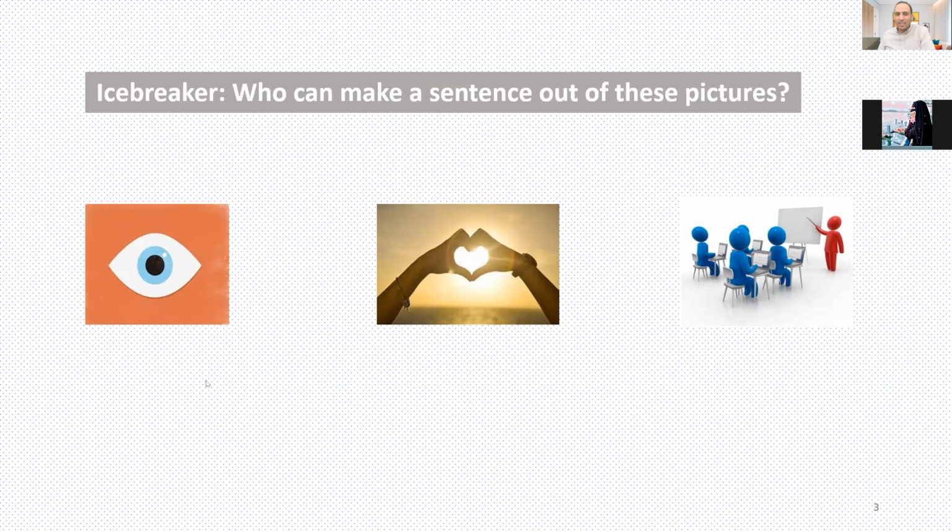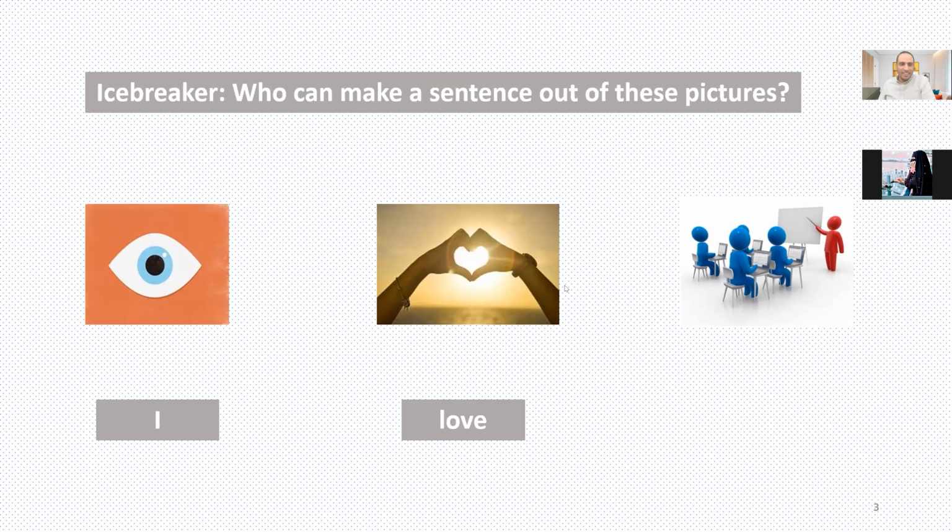So you believe the first one is I, from the picture. The second one is love, also from the picture. The third one could be, as you said, teaching, but actually it's not teaching. In the slide here, it's not teaching. It's another word that starts with T. Can you guess what it is? I love... Yes, very good.